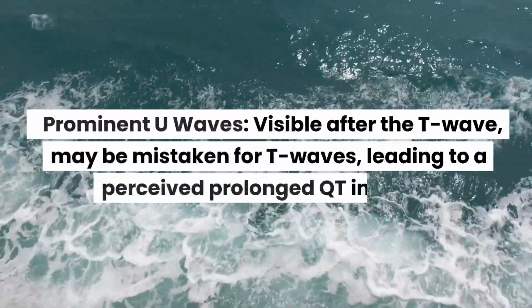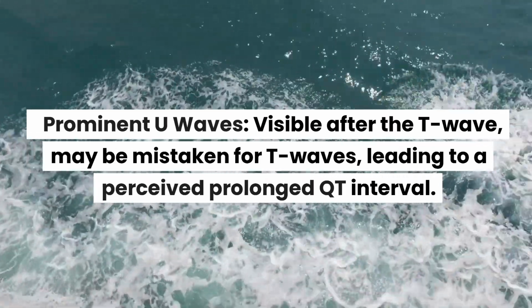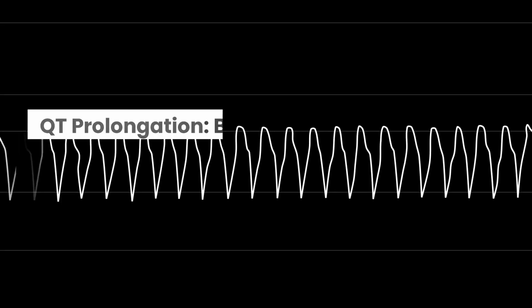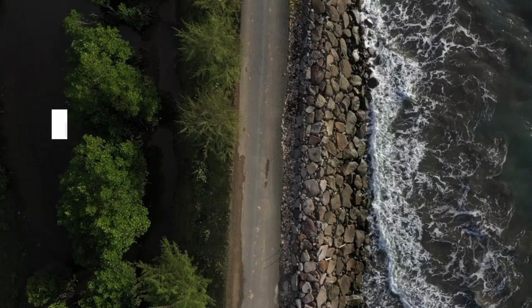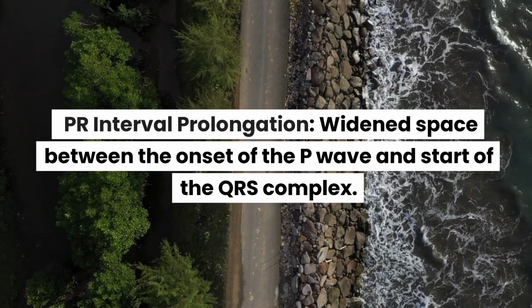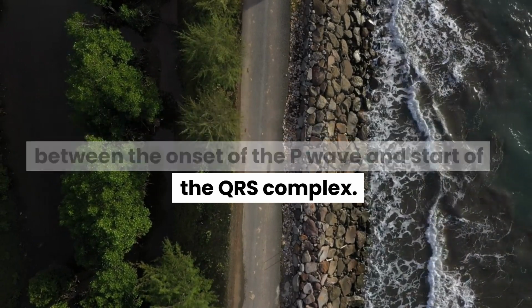Prominent U waves, visible after the T wave, may be mistaken for T waves, leading to a perceived prolonged QT interval. QT prolongation, best observed in leads II, V5, and V6, should be corrected for heart rate, QTc. PR interval prolongation is a widened space between the onset of the P wave and the start of the QRS complex.